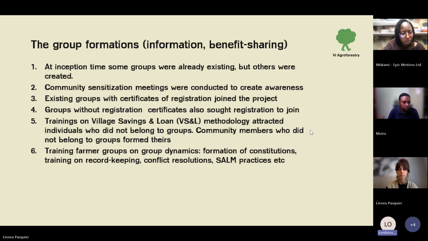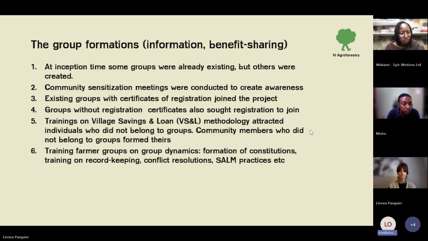So there are stages we went through at inception. So first of all, it was sensitization, holding sensitization meetings. These ones were done through the area administration, like the chiefs or sub-chiefs who supported us to mobilize the community. Then during those times, the groups that were there identified themselves, they approached us, and then we managed to reach them like that.